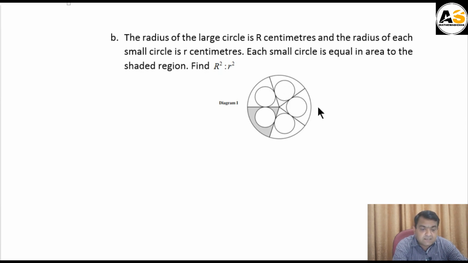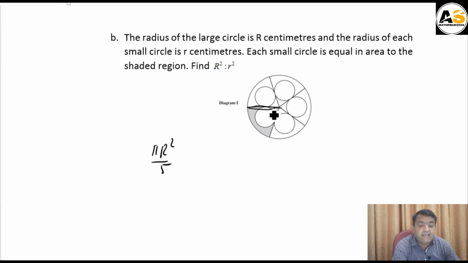Look at this large circle. It is divided into 5 equal parts. So what will be this central angle? This is the radius. What is the area of this sector? Pi R square over 5, the fifth part of the area of the total circle.